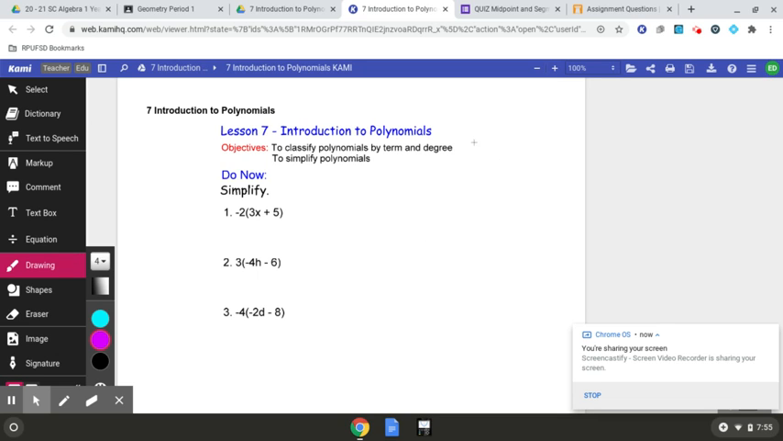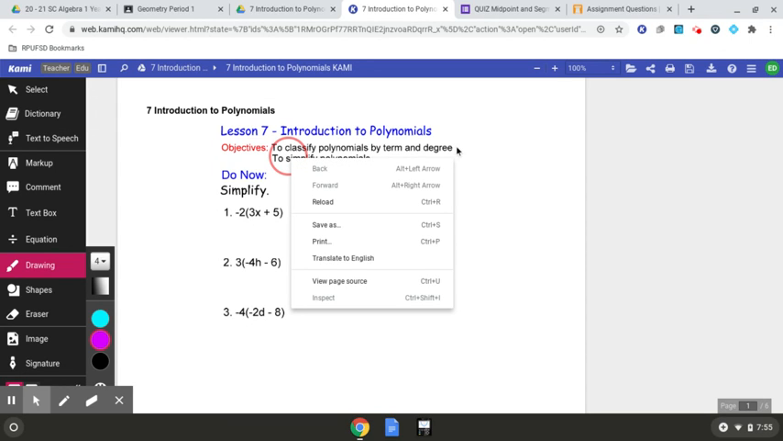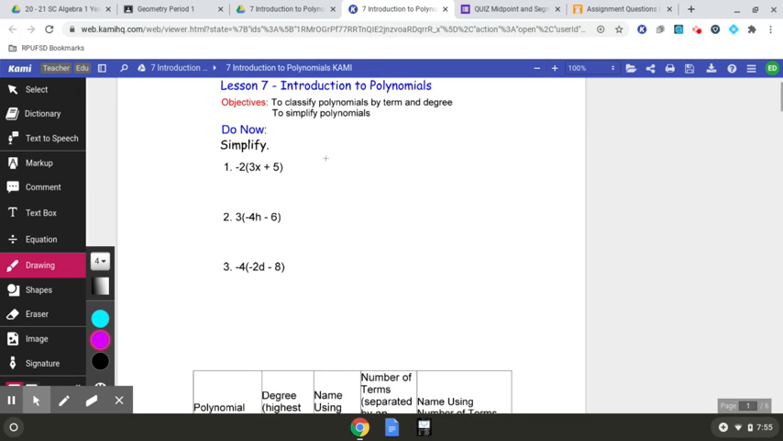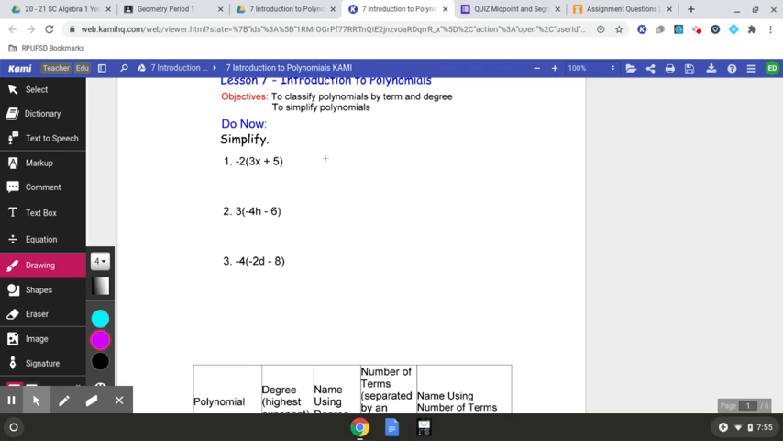So this is lesson 7, Introduction to Polynomials, and what we're going to learn how to do here is classify polynomials based on the degree and the term, and then also simplifying them. So to do now, I would pause the video and try them. It's just distribution. Remember, with distribution, you take the number or term on the outside, so in this case, a -2, and you distribute it into the parenthesis with multiplication.